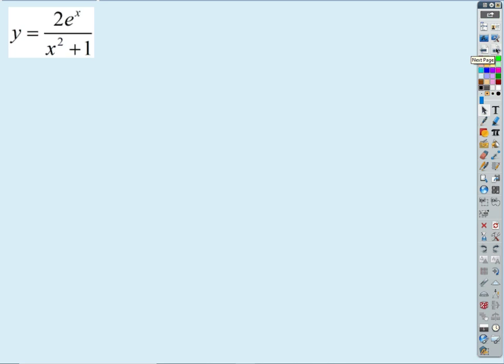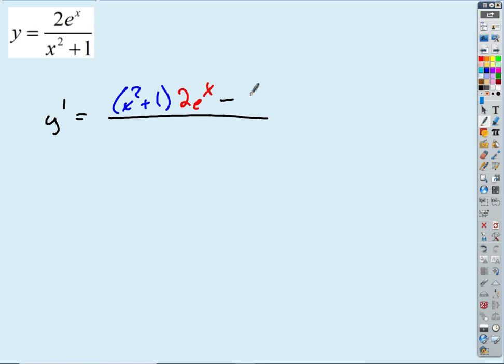Okay, let's try another one. How about this one? Let's try one more together, and then I want to look at some other pitfalls. So x squared plus 1. Okay, so we got low d high minus high d low, good, divided by x squared. There you go.